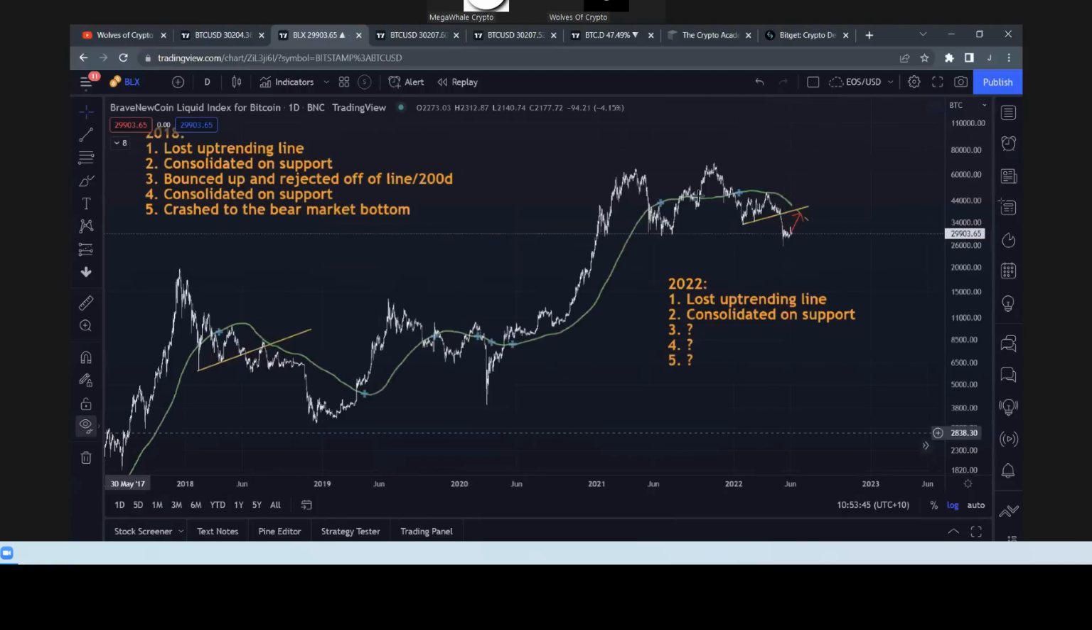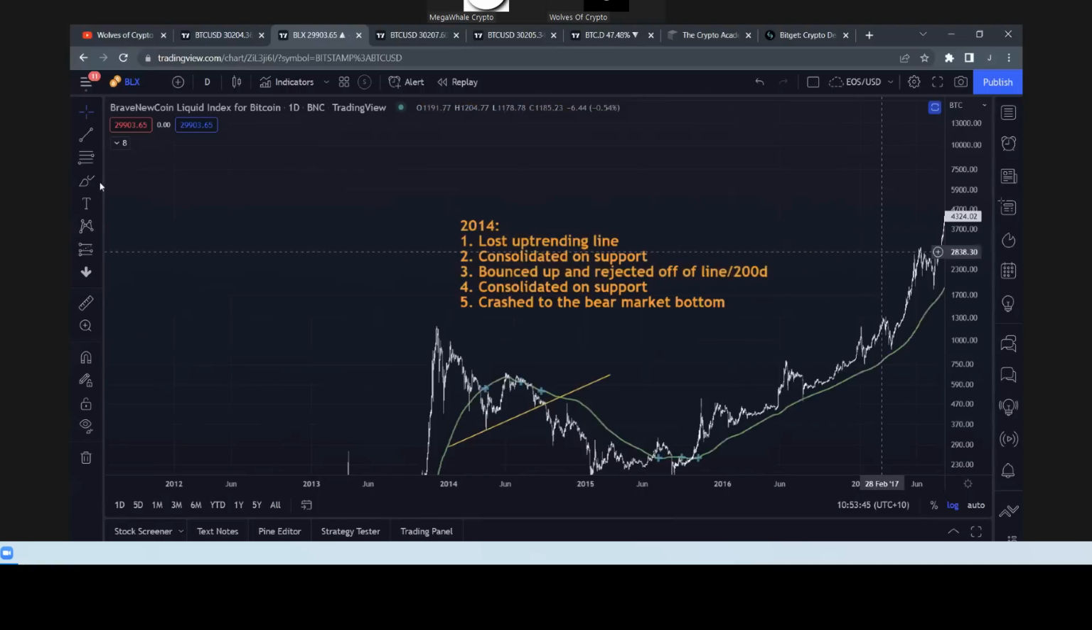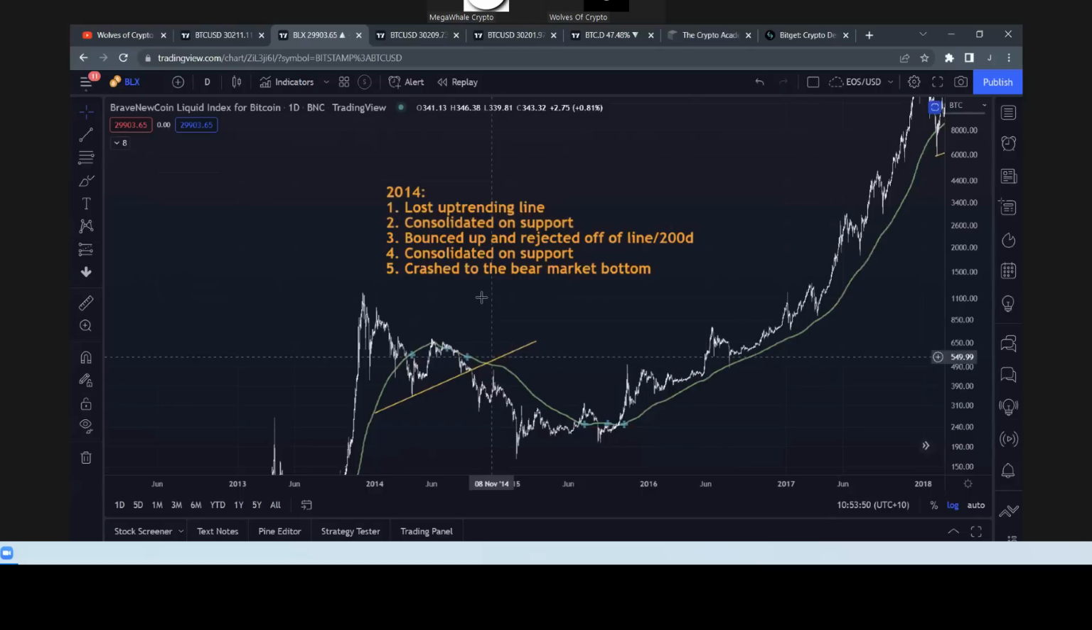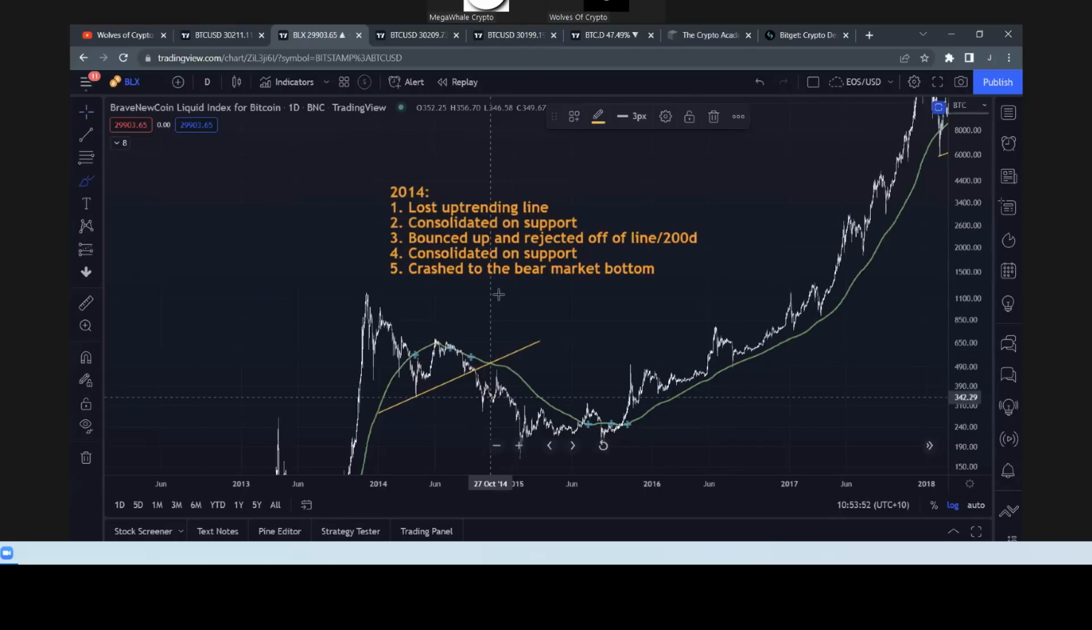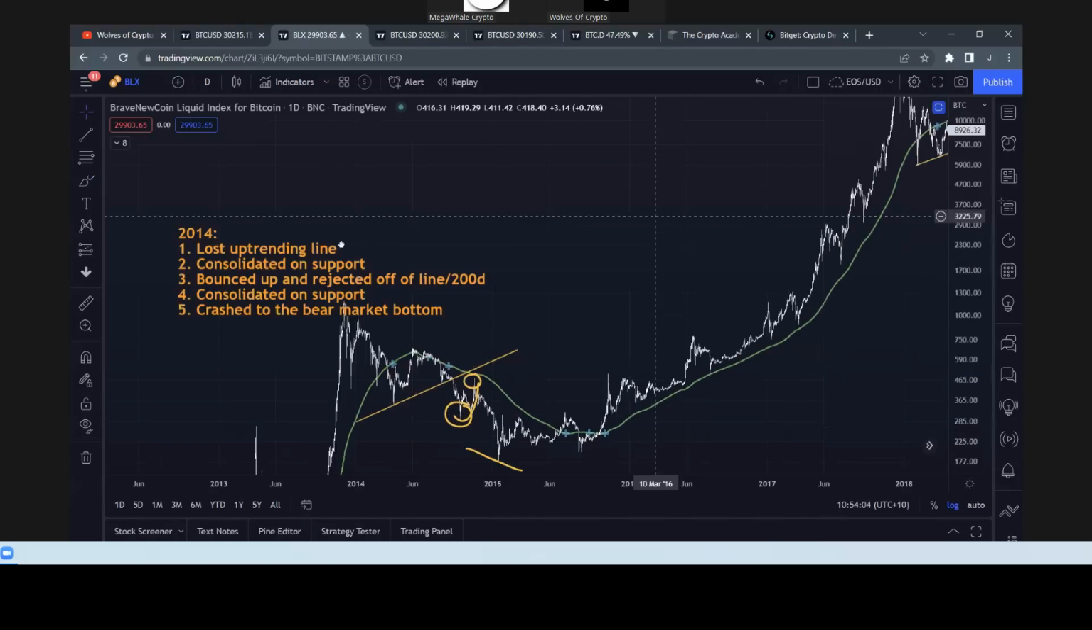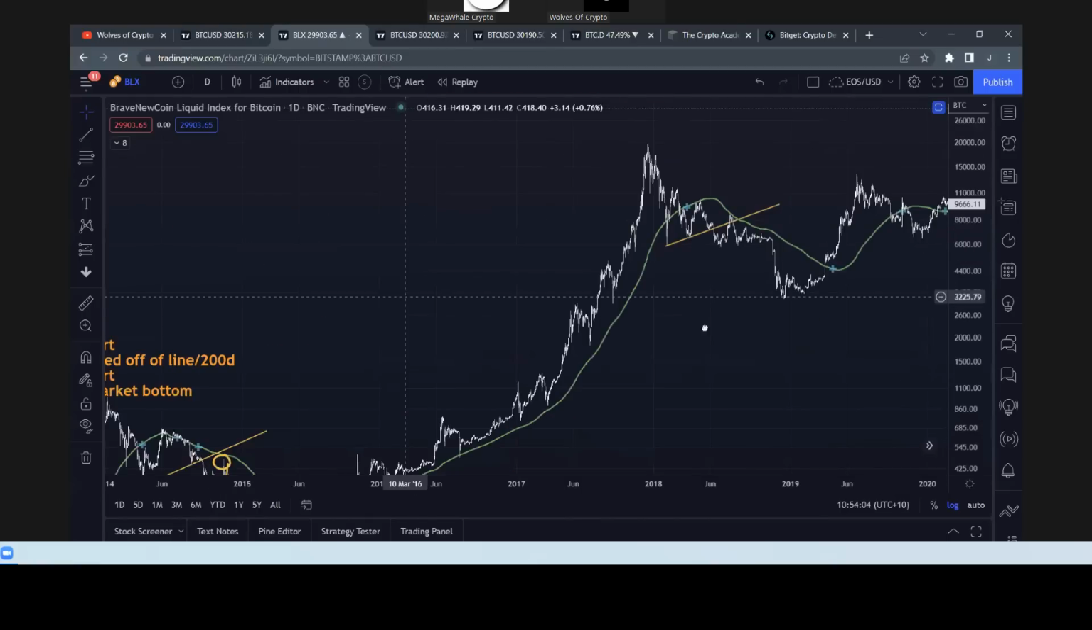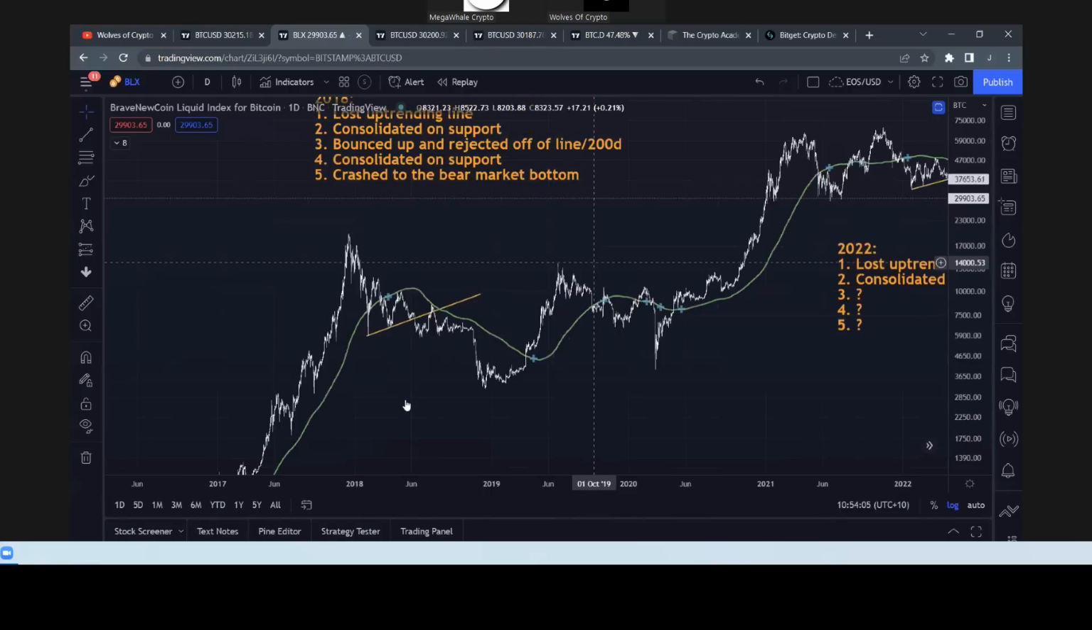2018 was very similar. All right, so moving across to 2018, we formed that uptrending line, dropped below it, consolidated below it for a bit, bounced up, rejected from the 200, consolidated, and had the final correction. And as of right now, if we do see the dead cat bounce, it would seem very likely that's exactly what we're going to be seeing, right?